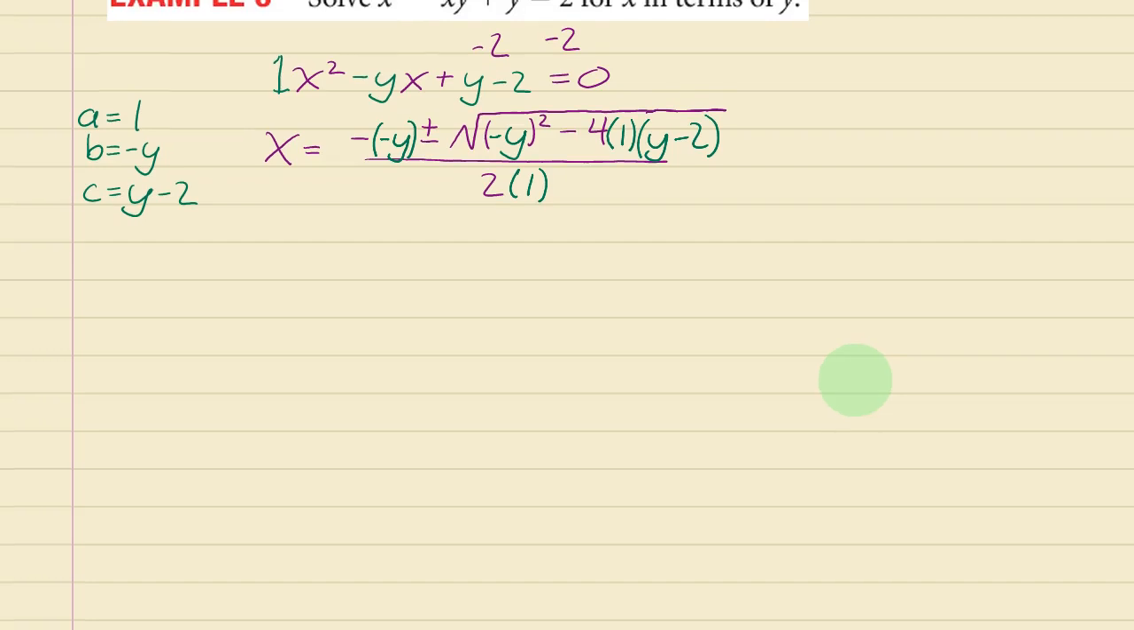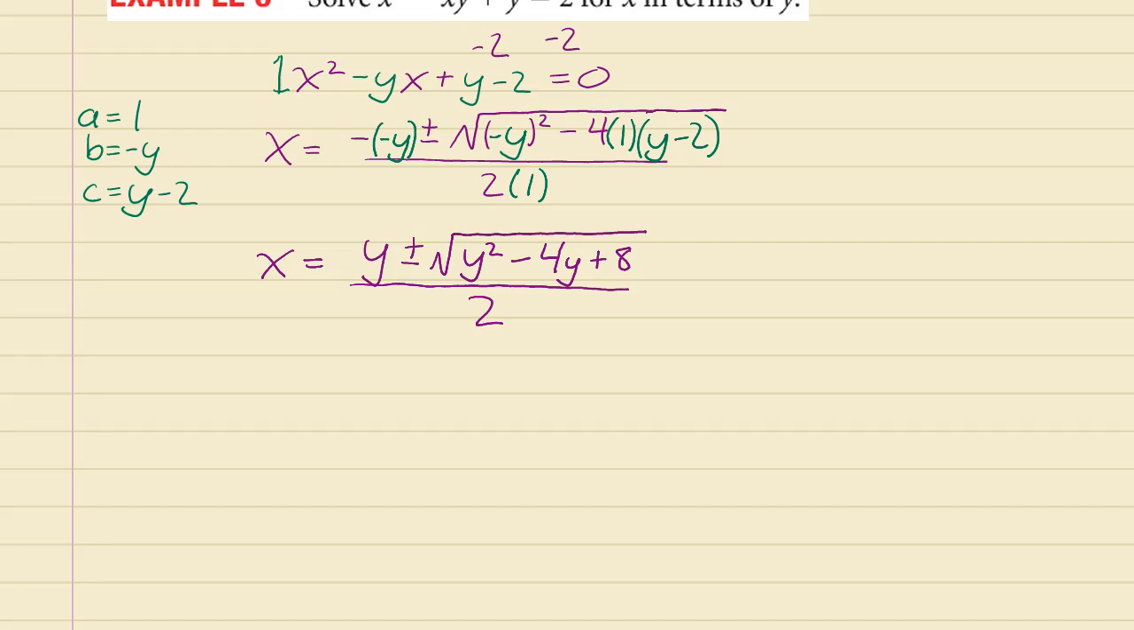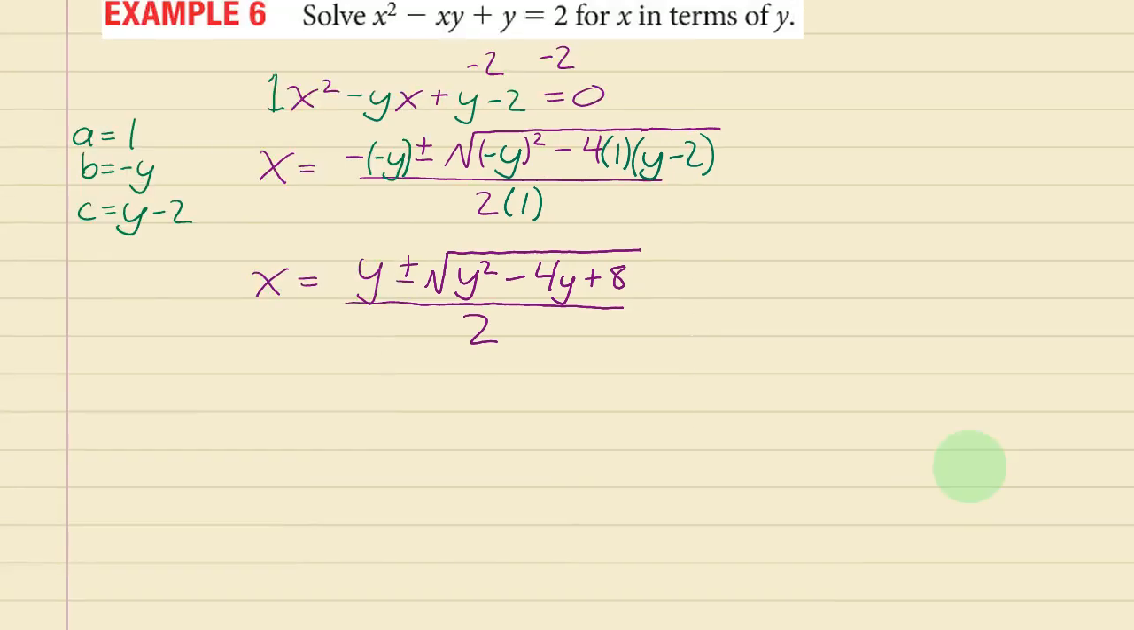Now we can simplify this a bit. Negative y is just y, plus or minus the square root. Well, negative y squared is just the same thing as y squared, because it doesn't matter if it's positive or negative, so I'll just write that like that. And then I can distribute the 4 into here. The times 1 doesn't do anything, so I'll just write that as minus 4y plus 8. And then that's divided by 2. And there isn't really anything else you can do for it. This is a solution for x in terms of y.